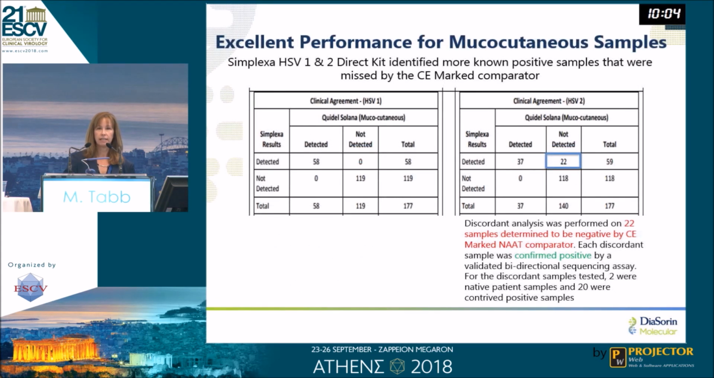Going further to the mucocutaneous story, it's very similar. There were no discordances for the HSV 1 results, but for HSV 2, we actually saw 22 samples that were detected by Simplexa that were missed by Quidel, and all of them confirmed by bidirectional sequencing. 2 of them were native samples, 20 of them were known contrived positives. So once again, the Simplexa result is giving a nice sensitive result compared to Quidel.